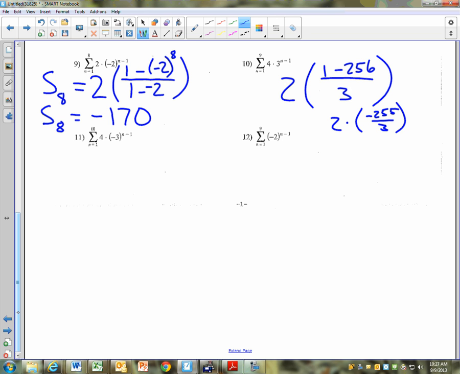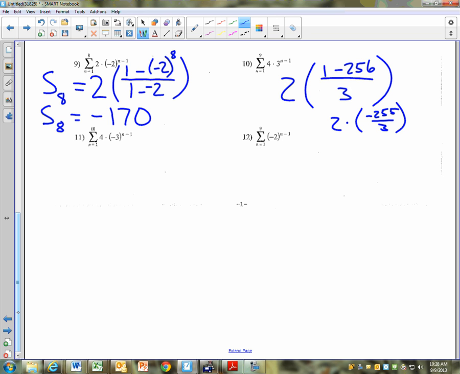Now, if you type this into your calculator, 1 minus negative 2 to the 8th without the parentheses around the negative 2, I think it will give you 257. So that's something you could encounter. So just be careful when you plug it in.